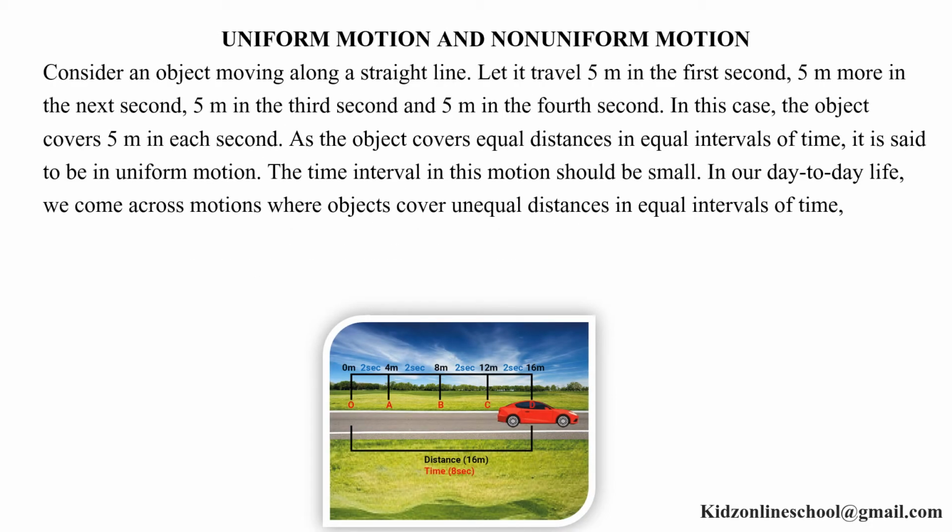Uniform motion and non-uniform motion. Consider an object moving along a straight line. Let it travel 5 meters in the first second, 5 meters more in the next second, 5 meters in the third second and 5 meters in the fourth second. In this case, the object covers 5 meters in each second.